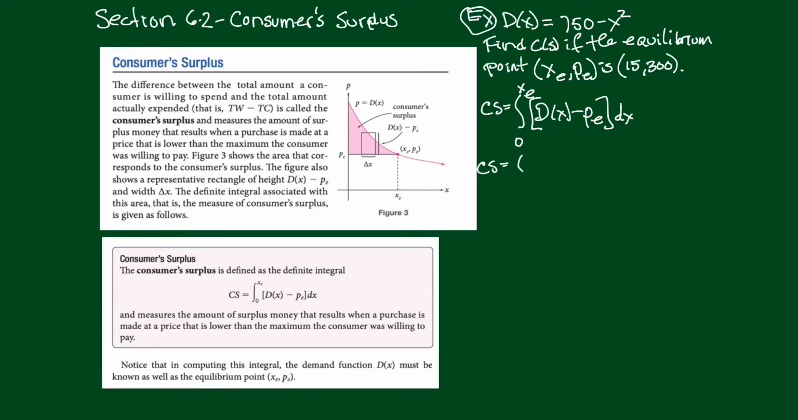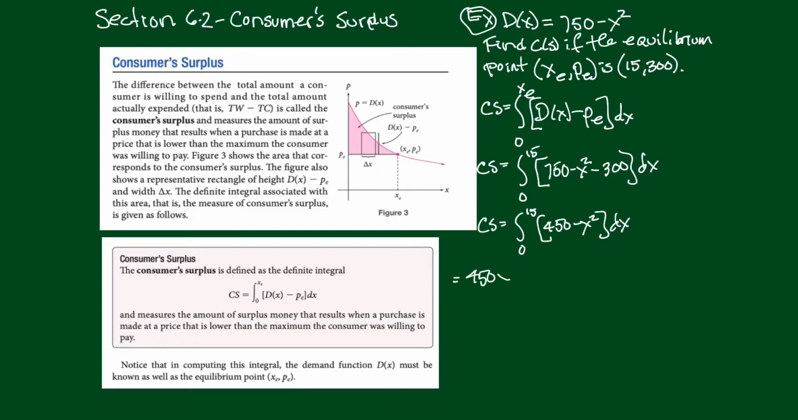So here's the integral we're looking for. The consumer surplus, we're going to go from 0 to 15 of the demand function, which is 750 minus x squared, minus p sub e, and p sub e is 300, dx. We can simplify a little bit. 750 minus 300 is 450, so we have 450 minus x squared dx. Okay, let's integrate. We'll get 450x minus x cubed over 3 from 0 to 15.